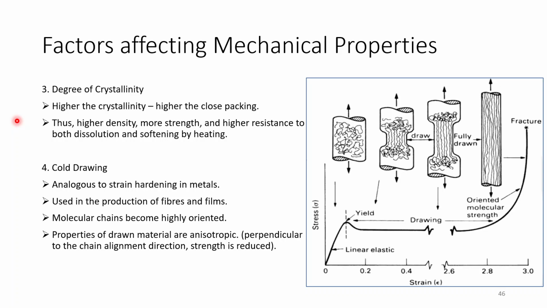In the case of cold drawing, it is analogous to strain hardening in the case of metals. If you keep on stretching or elongating your material, it will show some cold drawing type of behavior. It is used in the production of fibers and films, and the molecular chains become highly oriented, which leads to some anisotropic behavior. So in one direction it will have different strength compared to the other direction. The properties of drawn material are anisotropic, so perpendicular to the chain alignment direction, your strength is reduced.